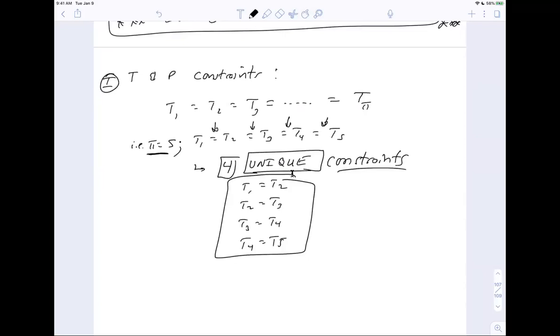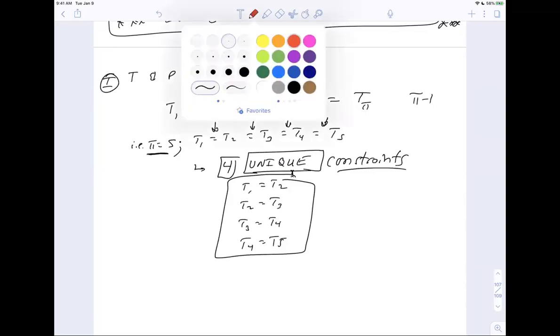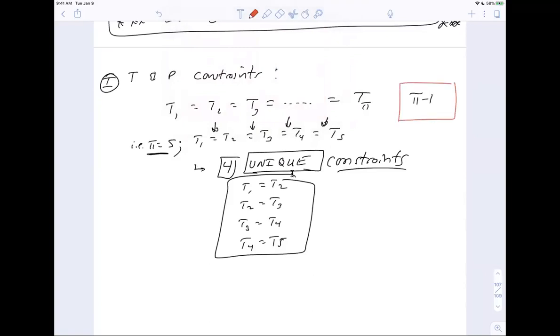Okay, so from the temperature then, we have pi minus 1 constraints. So these are the temperature constraints. That means we've lost pi minus 1 degrees of freedom so far. Okay, so keep that in mind. We've lost pi minus 1.